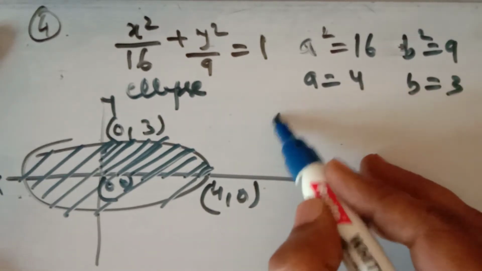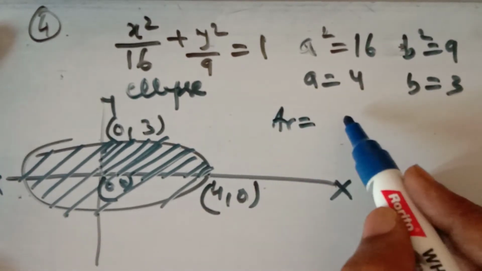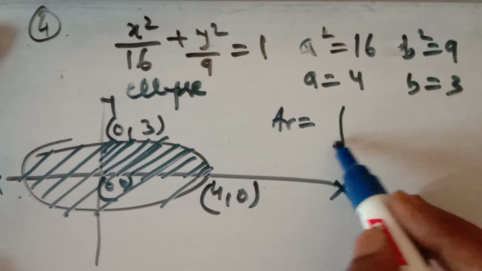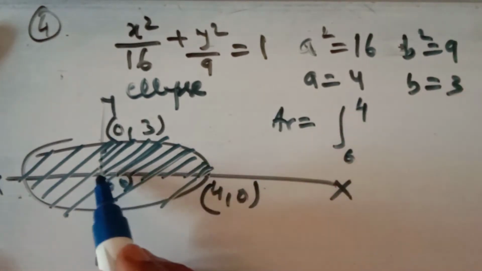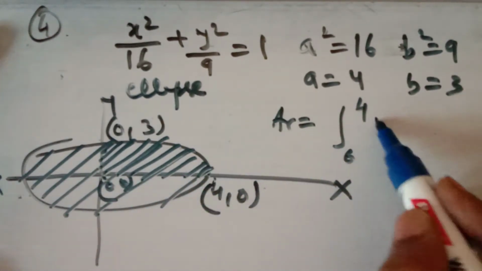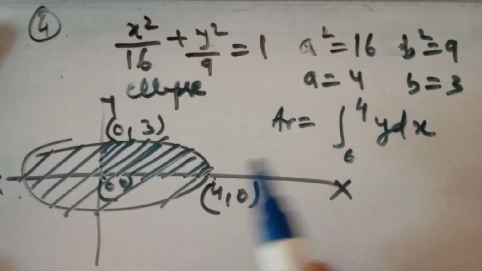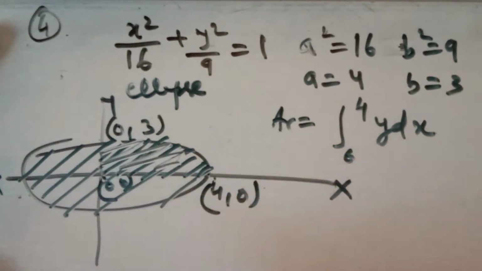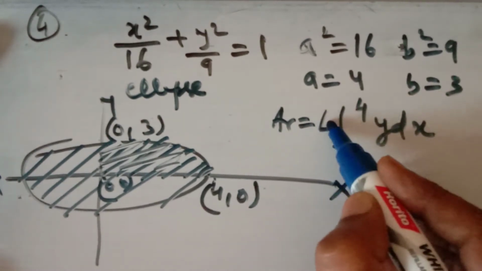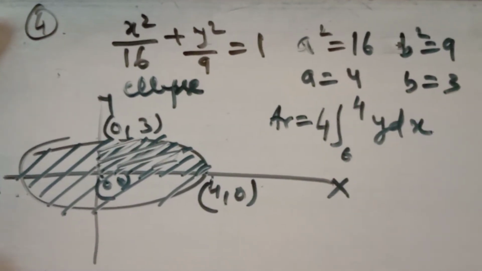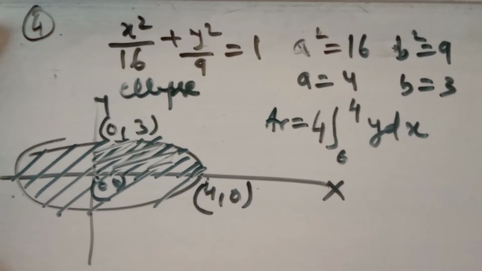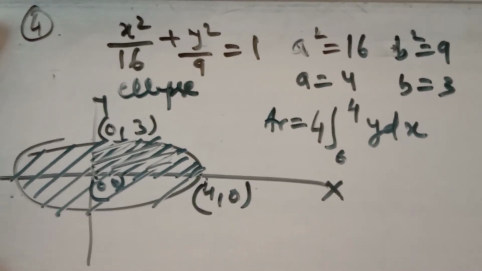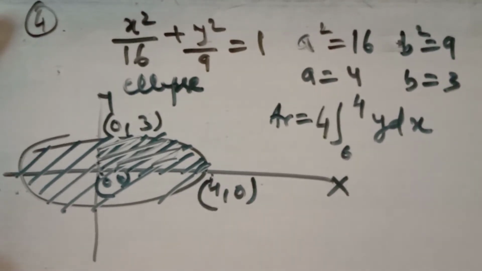So how can you find the area? Area will be equal to, limit from 0 to 4, y with respect to x, and this denotes the area in the first quadrant. And because you have to find the area of the whole ellipse, which is symmetrical in all the 4 quadrants, multiply by 4. So this is the area bounded by this curve, which is an ellipse.